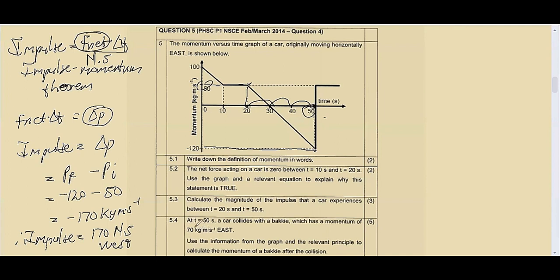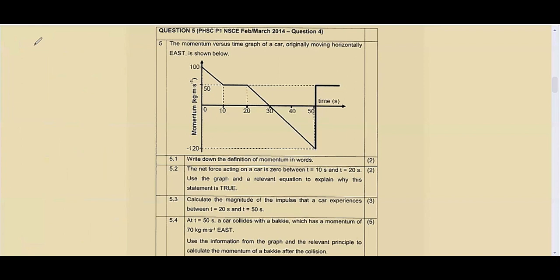Now, to calculate 5.4, it says at t equals 50 seconds, a car collides with a buggy, which has a momentum of 70 kg meters per second. Now they say use the information from the graph and the relevant principle to calculate the momentum of the buggy after the collision. So, okay, let's calculate that. Now, we can use the formula that goes: total initial momentum is equal to total final momentum. Let's say we are taking east as positive.